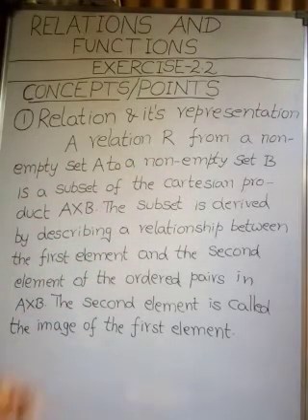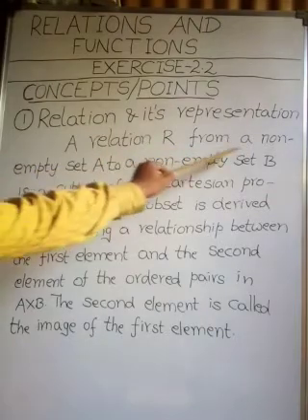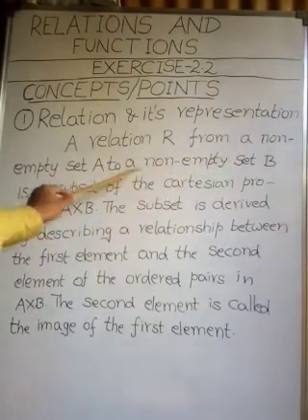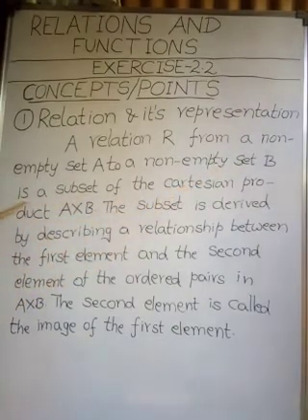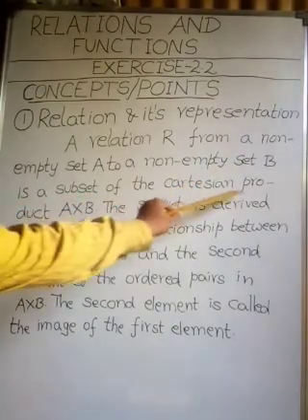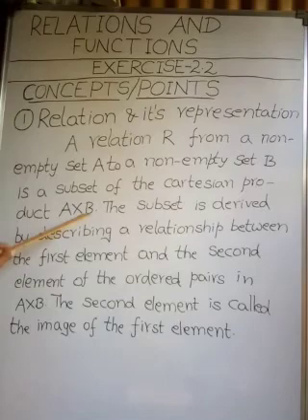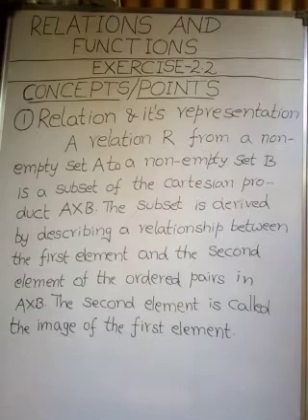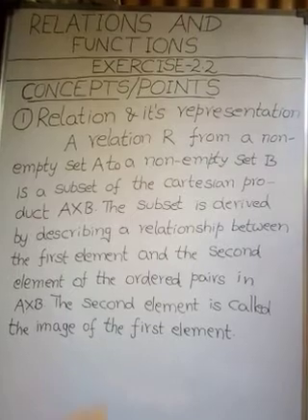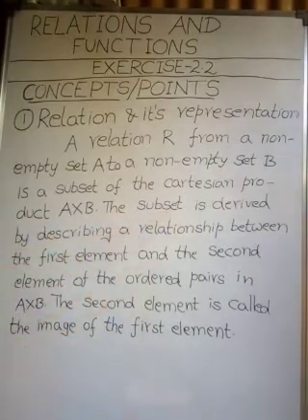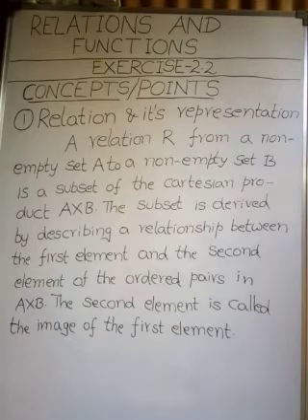Okay, my dear children. A relation R from a non-empty set A to a non-empty set B is a subset of the Cartesian product A cross B. Relation is a subset of the Cartesian product of two non-empty sets A cross B. The subset. Now a question arises. How do you define a subset? How do you get a subset of A cross B?